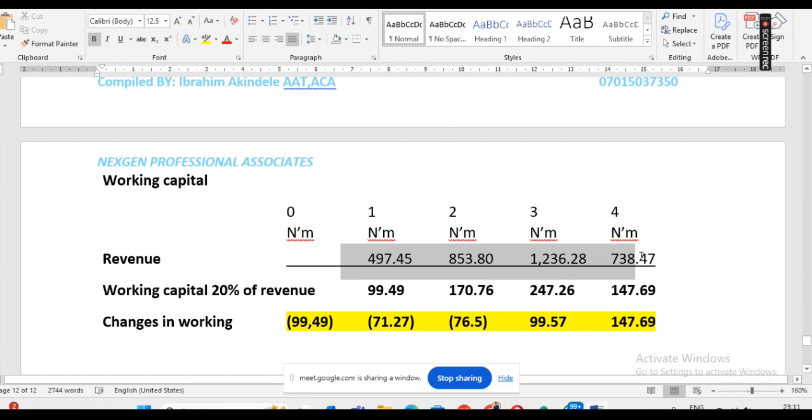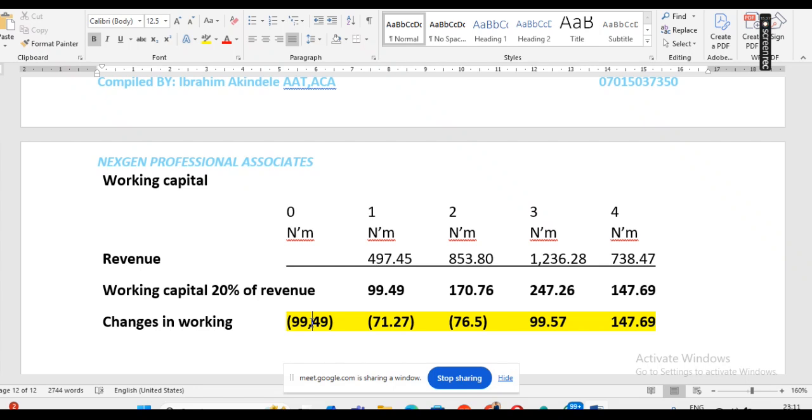This is the revenue. The question says 20% on the revenue, on a yearly basis, year one. Now, working capital will start from year 0. Pick the first year, which will be year 0. You say 0 minus 99.49, bring it forward to year 0. You have minus 99.49. It means that your working capital increases from 0 to 99.49.